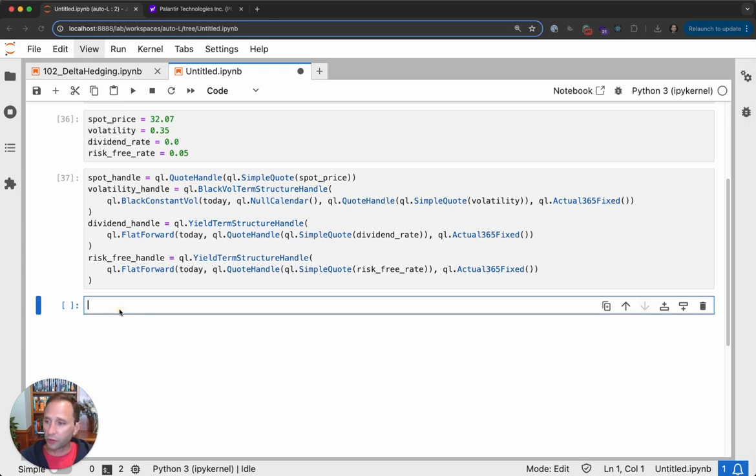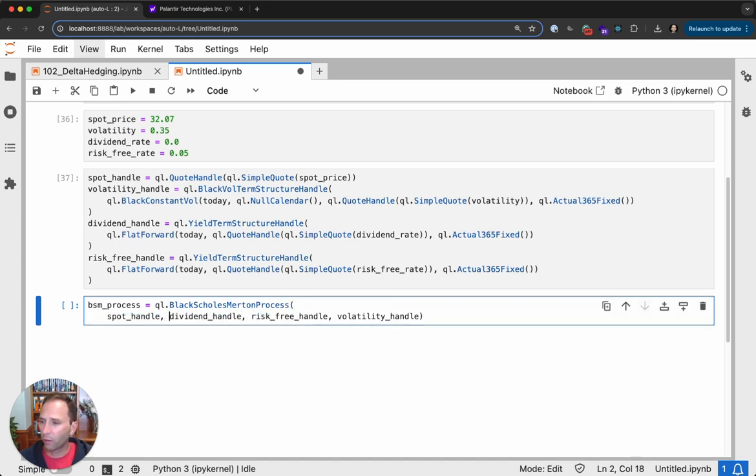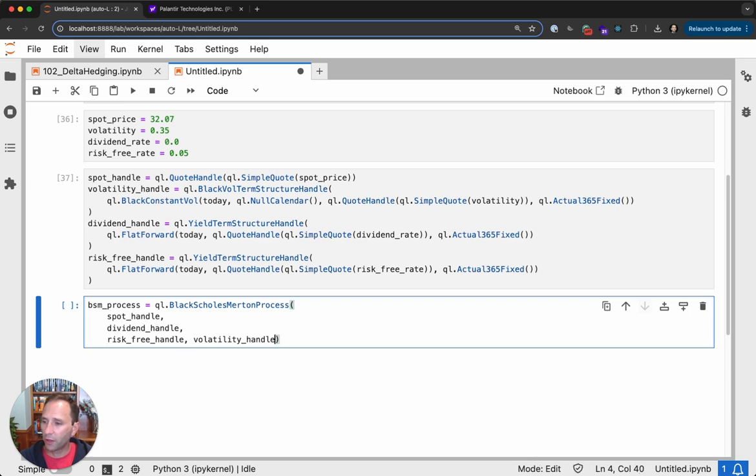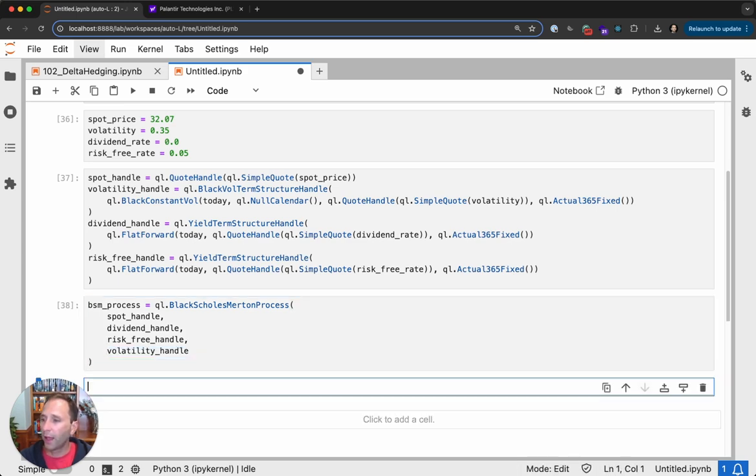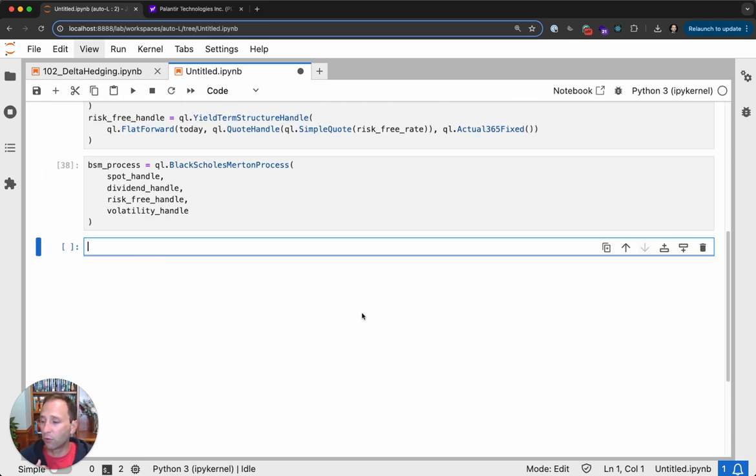Okay, the next thing we want to do is create the so-called Black-Scholes-Merton process, and we do this with the spot handle, the dividend handle, the risk-free handle, the volatility handle. And what this does is it creates the Brownian motion underlying the Black-Scholes framework. So Black-Scholes was novel because it used a stochastic differential equation to describe the motion of future stock price movements, and then it discounted the option value back.